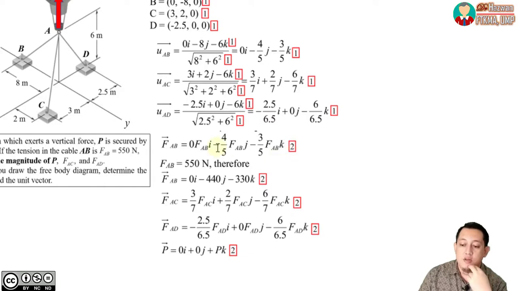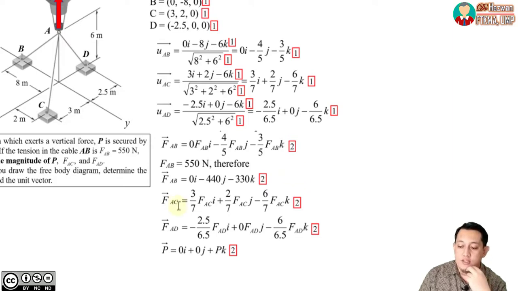Okay. And then because it mentioned in the question, FAB is 550 Newton, this one. Therefore, you need to multiply this one here with 550 Newton. Then you can get this answer. Okay, which is 0I, negative 440J, negative 330K. Okay. So, this one here will also be 2 marks. Okay, this one 2 marks.